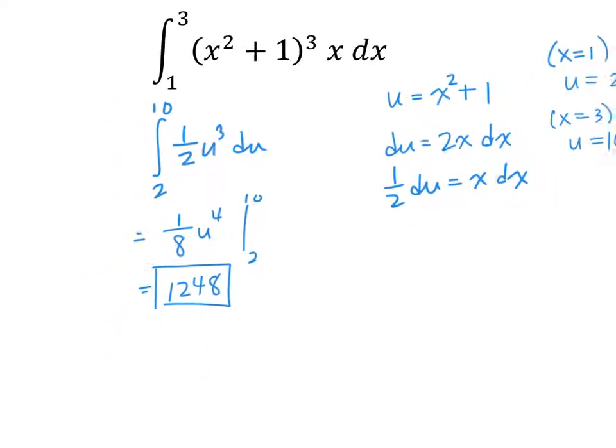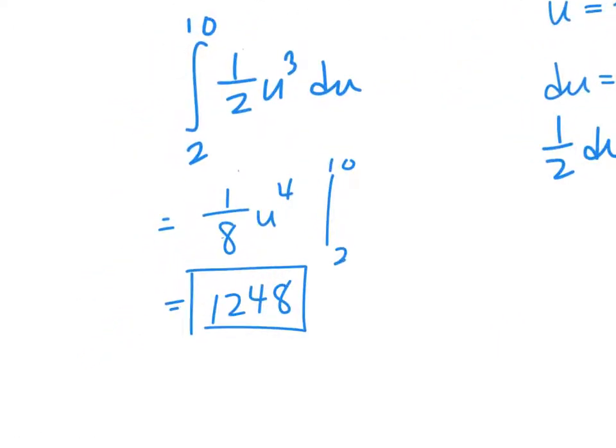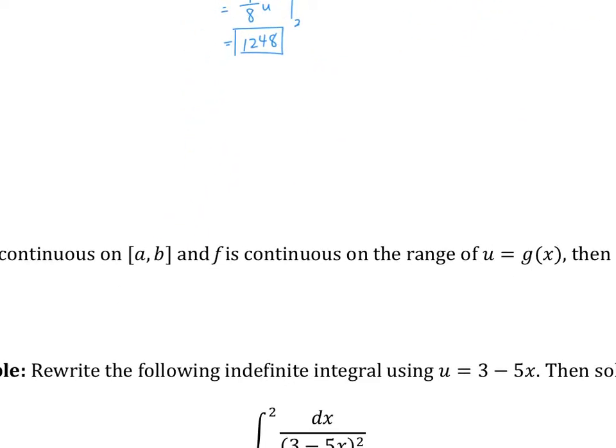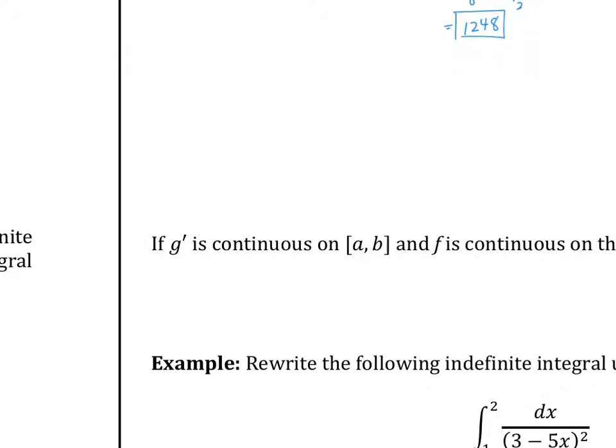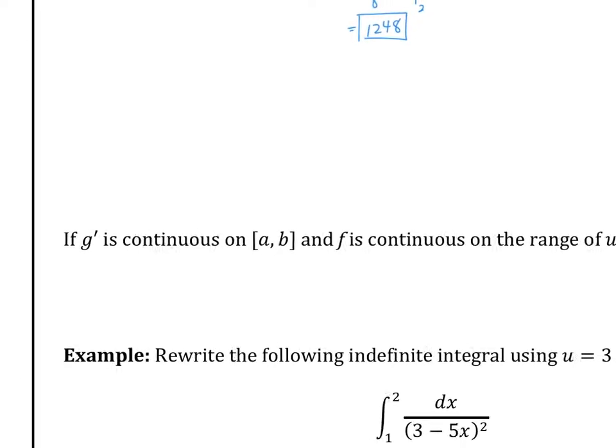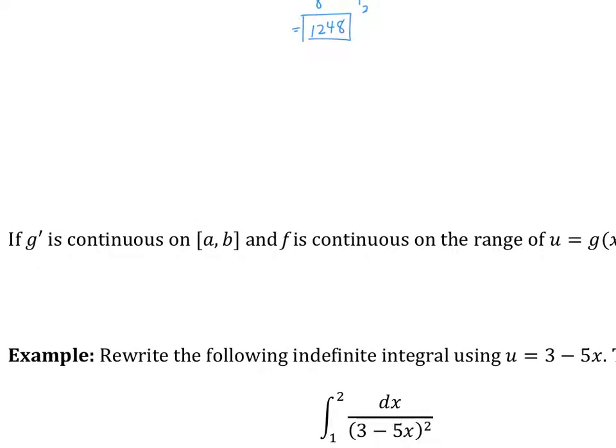All right, definite integral in u sub. Okay, so definite integral. If g prime is continuous on a to b, and f is continuous on the range of u equals g of x. Okay, so basically what we're doing is trying to do some u sub. Then the integral from a to b of f of g of x times g prime of x dx.